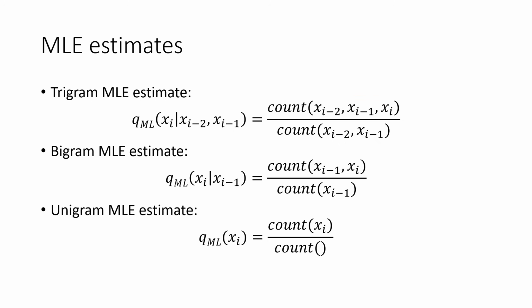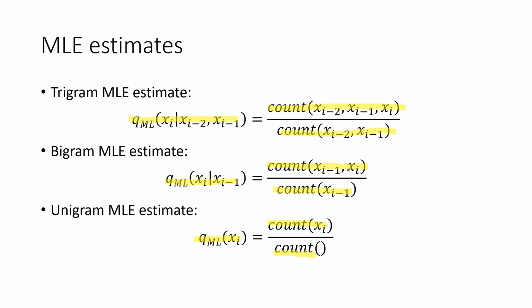To calculate the probability of a word given its context, we use maximum likelihood estimates. The trigram maximum likelihood estimate is the ratio of the count of trigrams and the count of bigrams in our training corpus. The bigram maximum likelihood estimate is the ratio of the count of bigrams and the count of unigrams in our training corpus. And the unigram maximum likelihood estimate is the ratio of the number of times the word is seen in the training corpus and the total number of words seen in the training corpus.